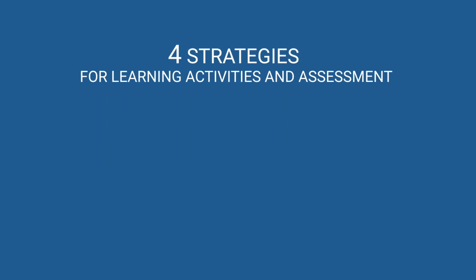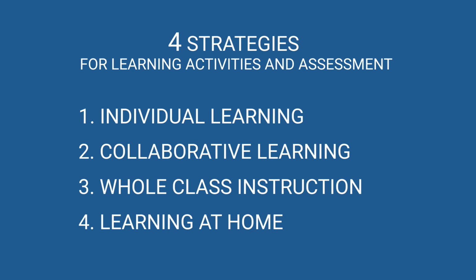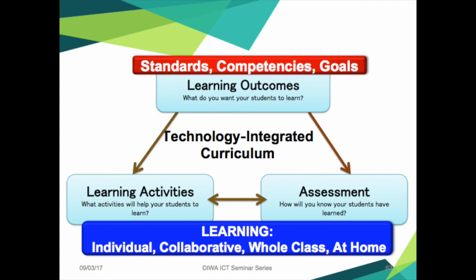Just a review, we discussed 4 strategies for learning activities and assessment: individual learning, collaborative learning, whole class instruction with technology, and learning at home. Before we end this module, let us have a review of the vision for technology integration. We start with learning outcomes. What do we want our students to learn? And this usually takes the form of standards, competencies, and goals. After we have planned the learning outcomes, we can now begin to think of technology-integrated learning activities and assessment. And for this, we looked into 4 strategies: individual learning, collaborative learning, whole class learning, and learning at home.